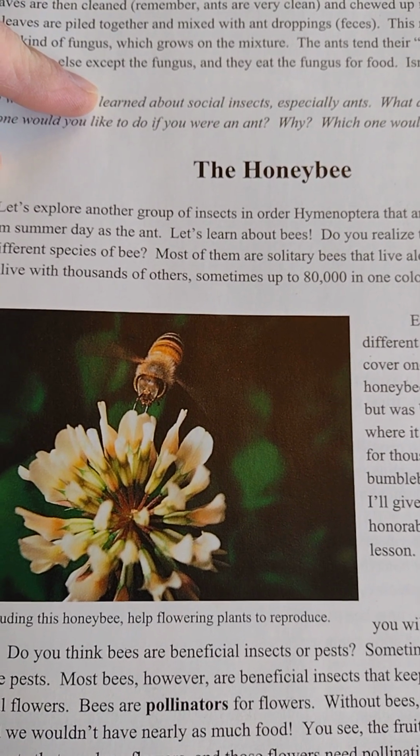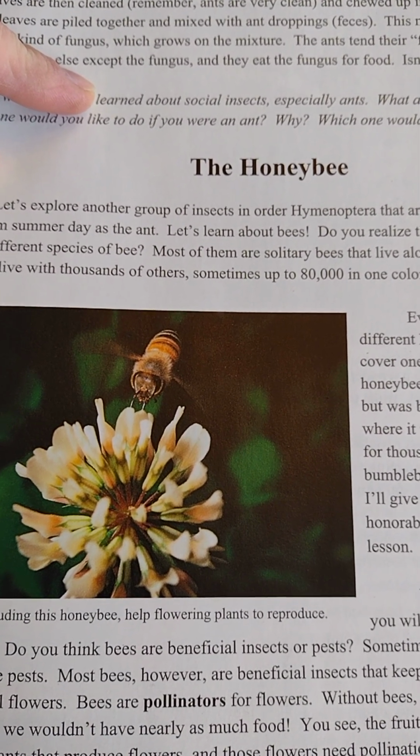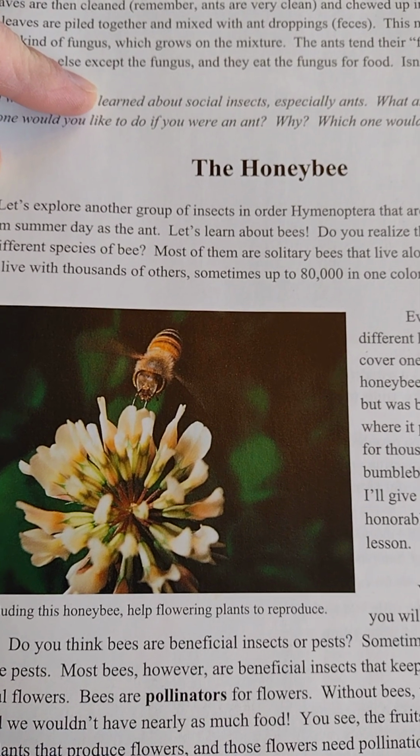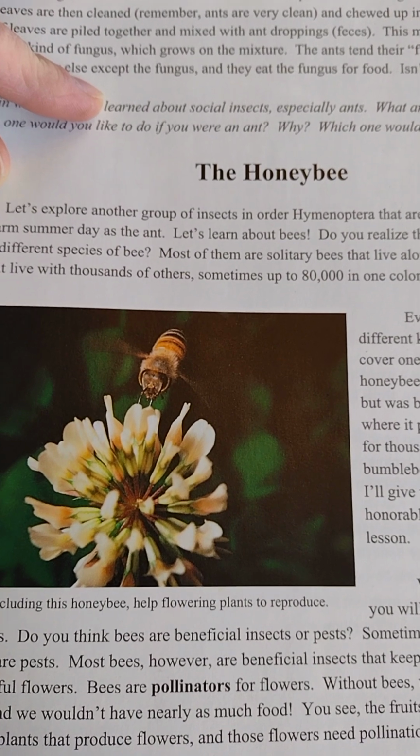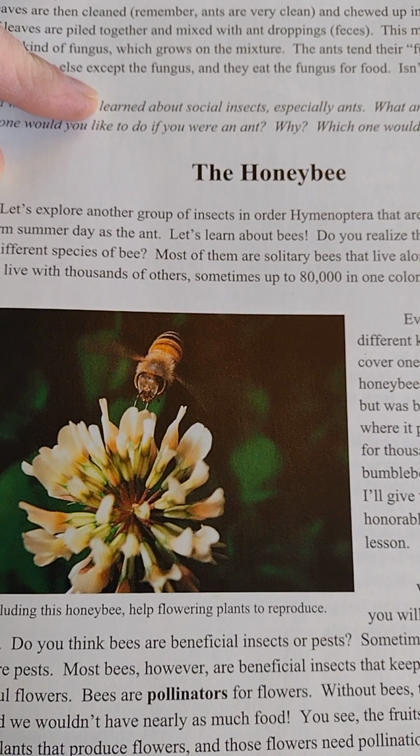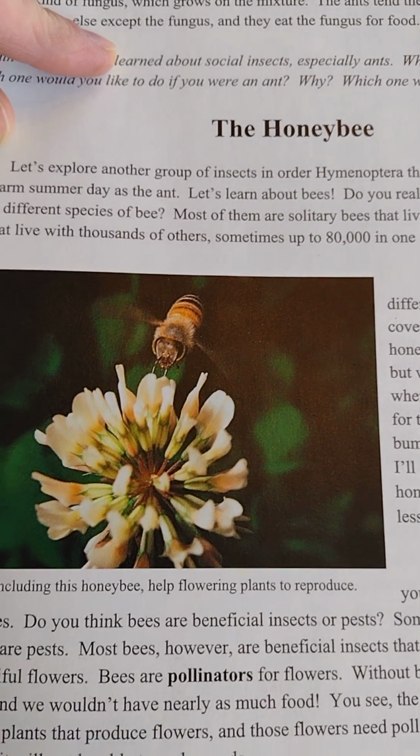There are 20,000 different species of bee. That's so many. Most of them are solitary bees that live alone, but a few are social bees that live with thousands of others, sometimes up to 80,000 in one colony.